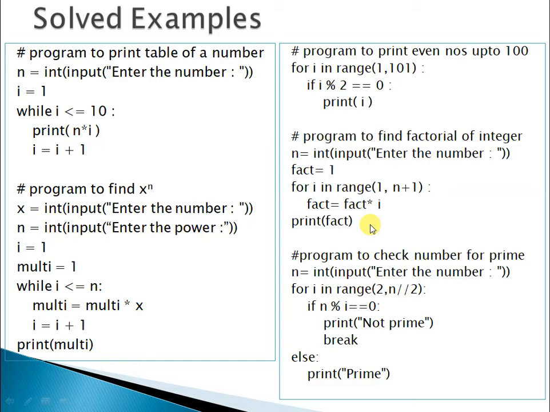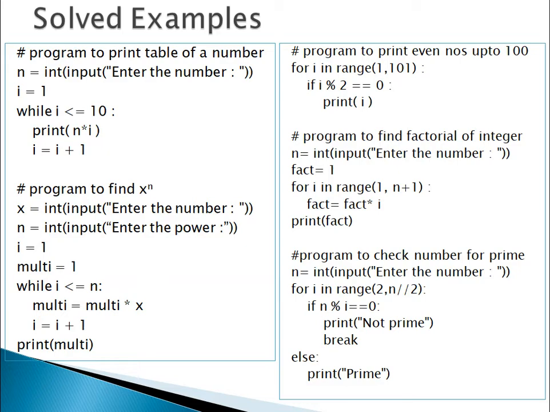Clear? Great. Next example is to check a number for prime. A prime number is a number that is only divisible by 1 and itself. Here we get the number from the user. Then we apply a loop for i in range 2 to n by 2. Here we have a logic that a number can only be fully divided by its half only.